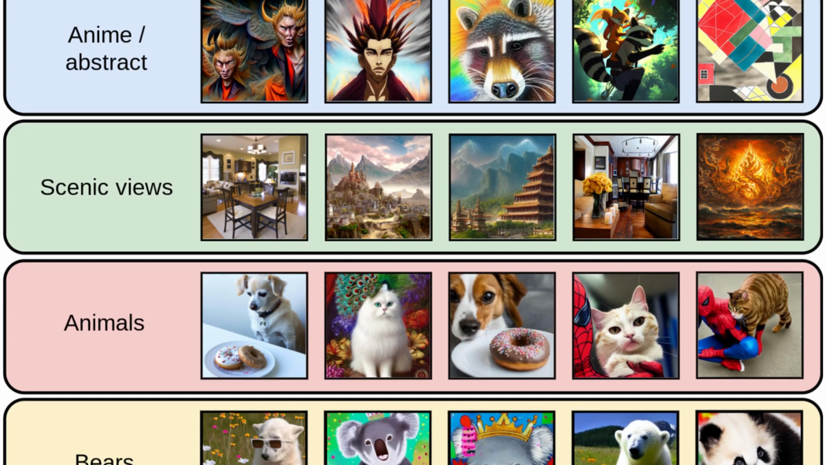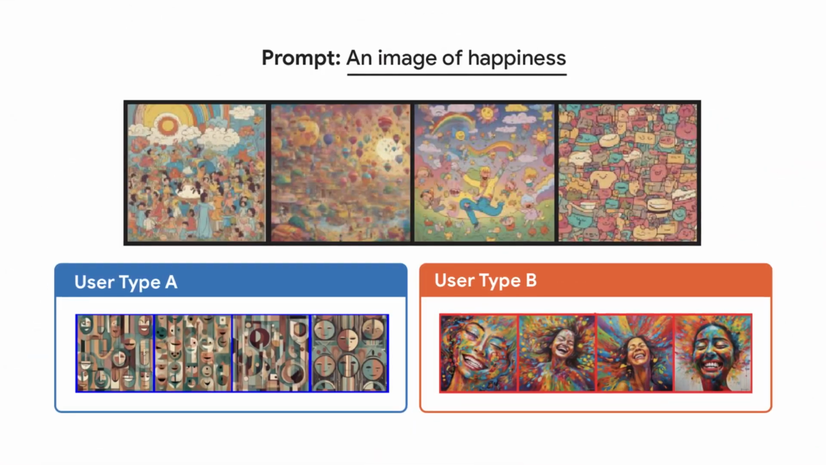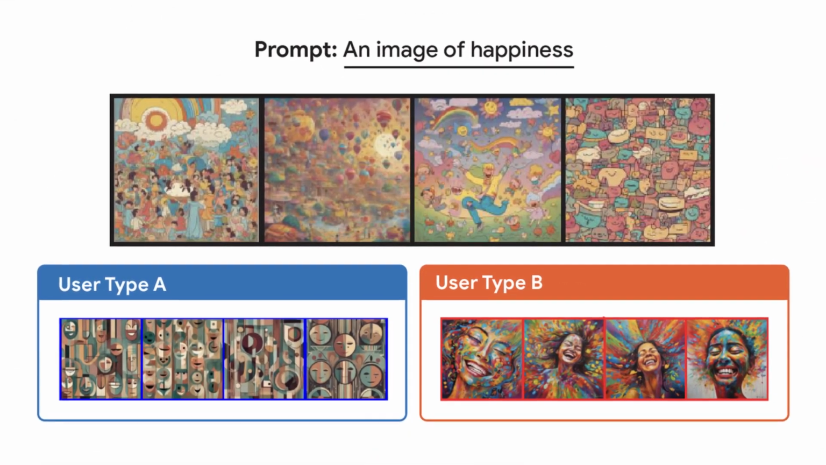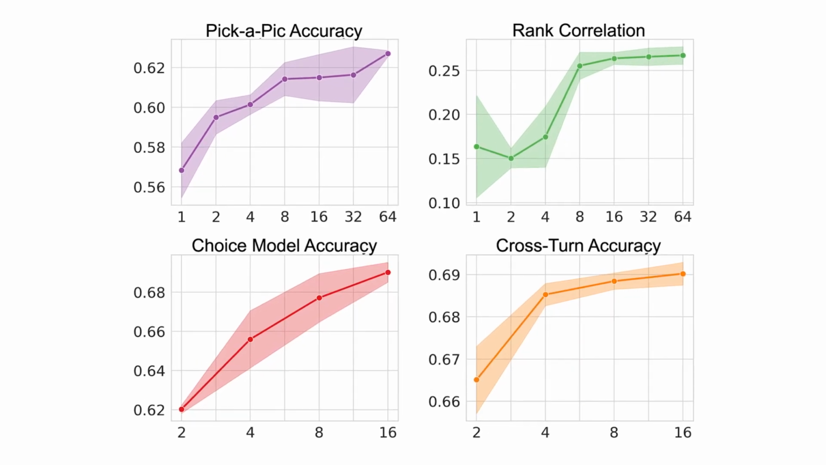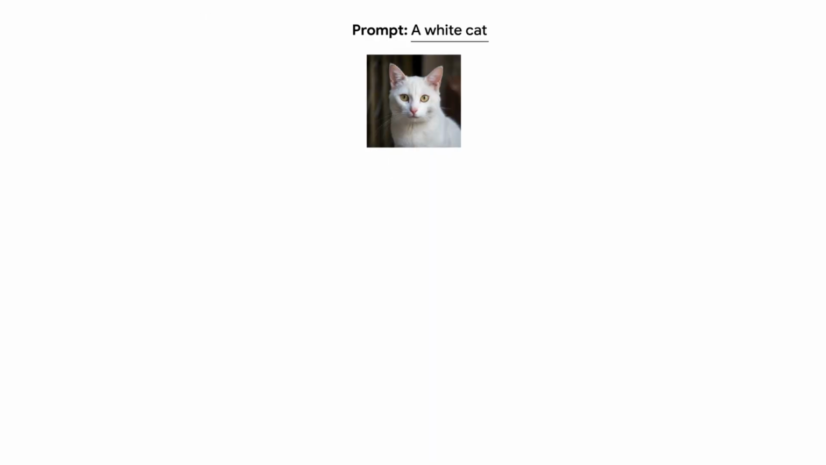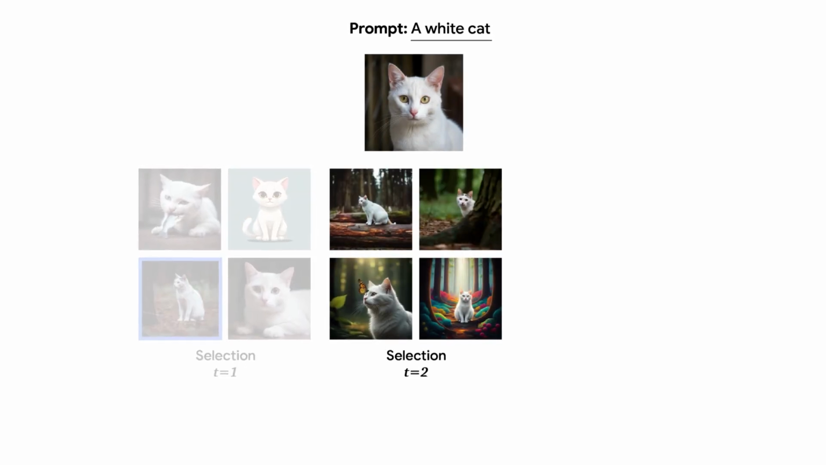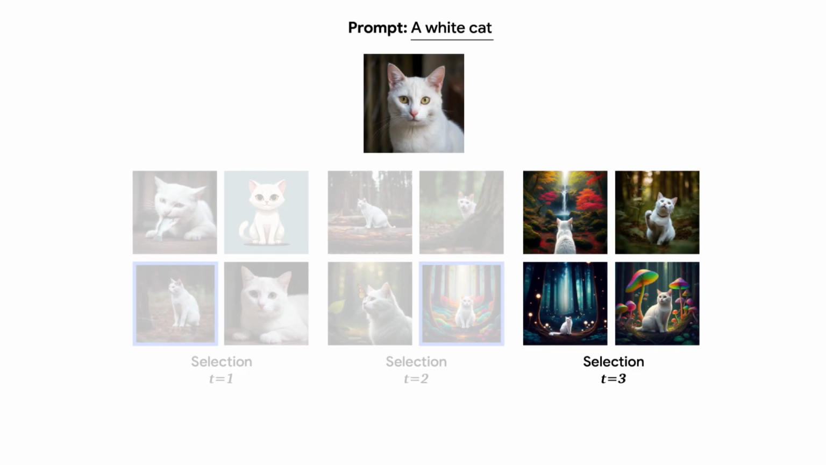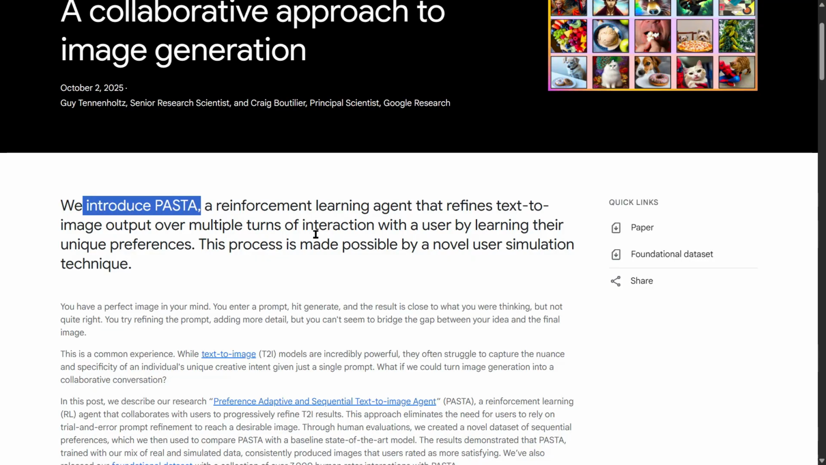This new Google Pasta AI image generator is absolutely wild. Google just dropped Pasta, and it's going to change how you create images. This system actually learns what you want by watching your choices across multiple rounds. No more typing the perfect prompt and hoping for the best. Pasta talks to you, shows you options, and gets smarter with every click. If you're tired of AI giving you random results, this is your answer.